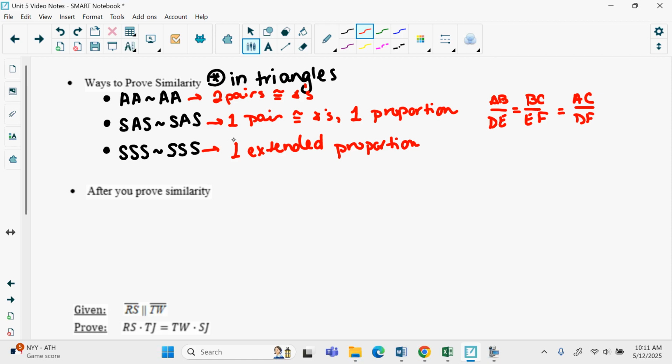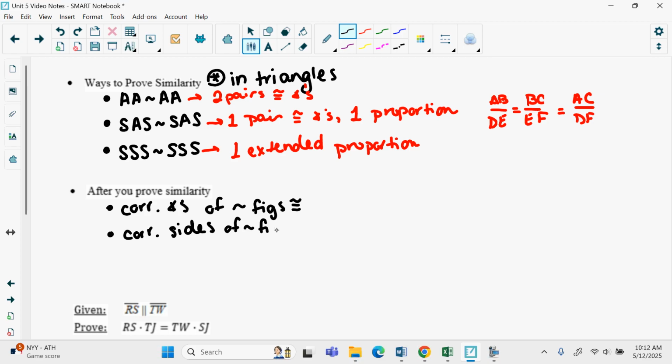Okay. The thing also to remember with similarity proofs is once I prove that triangles are similar, then I can go on to say one of 2 different things, right? Going back to that definition of similarity, I can either say that corresponding angles of similar figures are congruent, right? Angles are congruent. Or I can say corresponding sides of similar figures are proportional. Right? So these are the 2 pieces that can come after similarity.